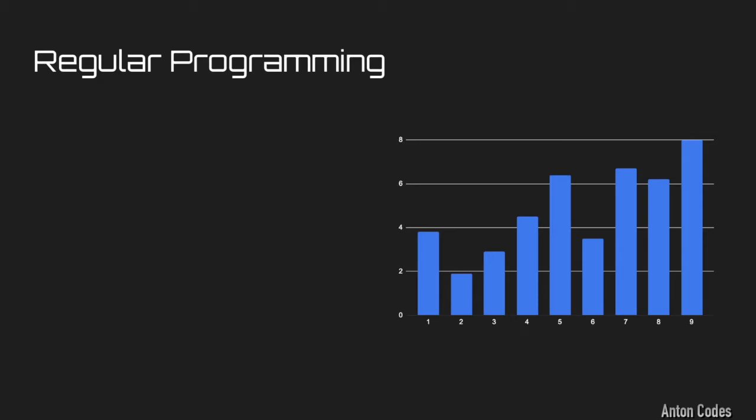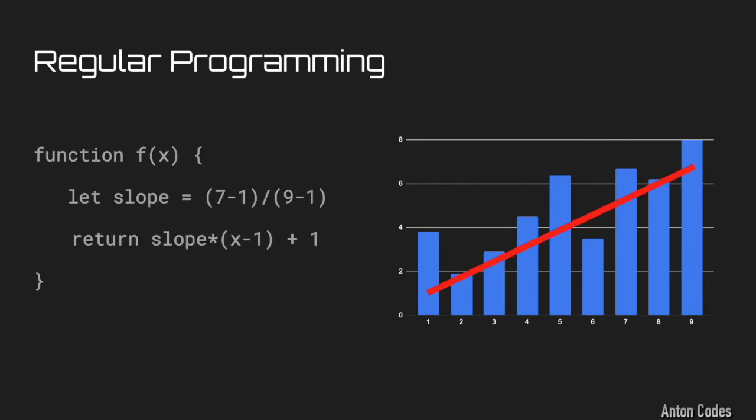First, let's talk a little bit about regular programming. So here we have some data, and in regular programming, what we'd want to do is put a line here to estimate that data. So we would take a look at where this line begins and where this ends, where we just put it, and we calculate the slope and create a function to return that. And that would be just regular programming.